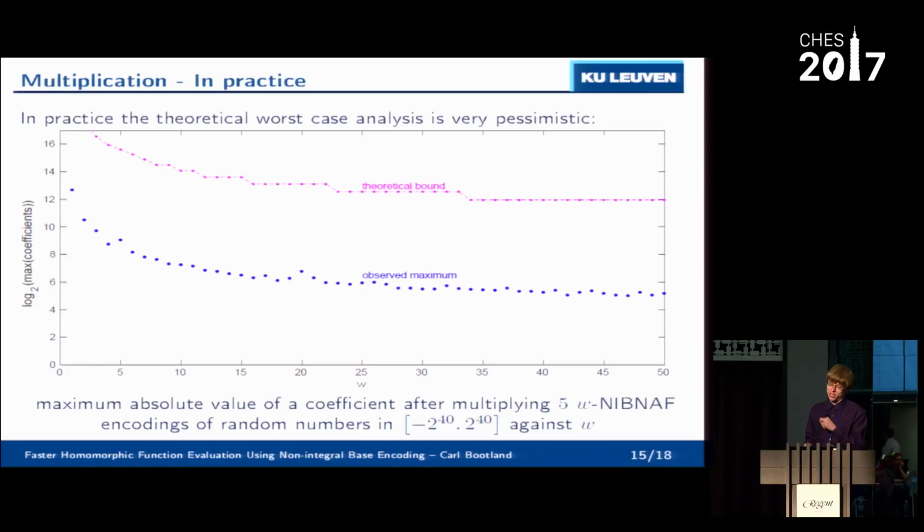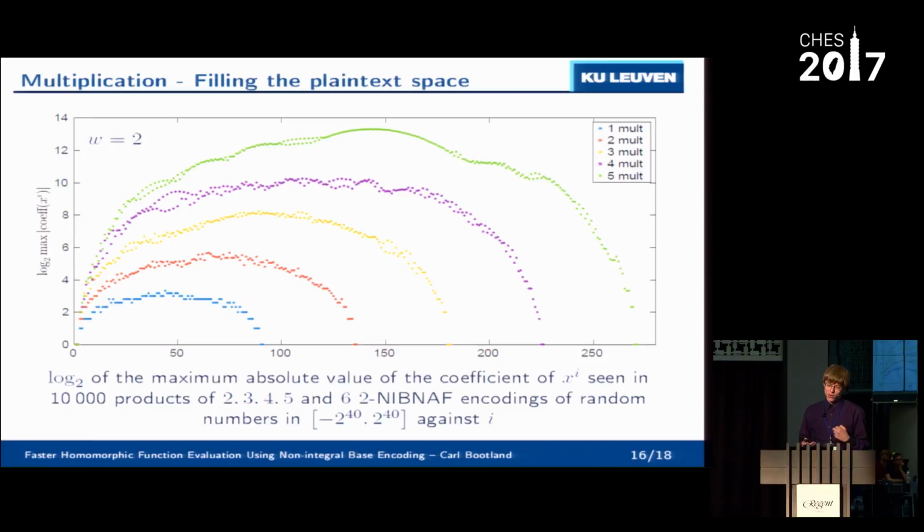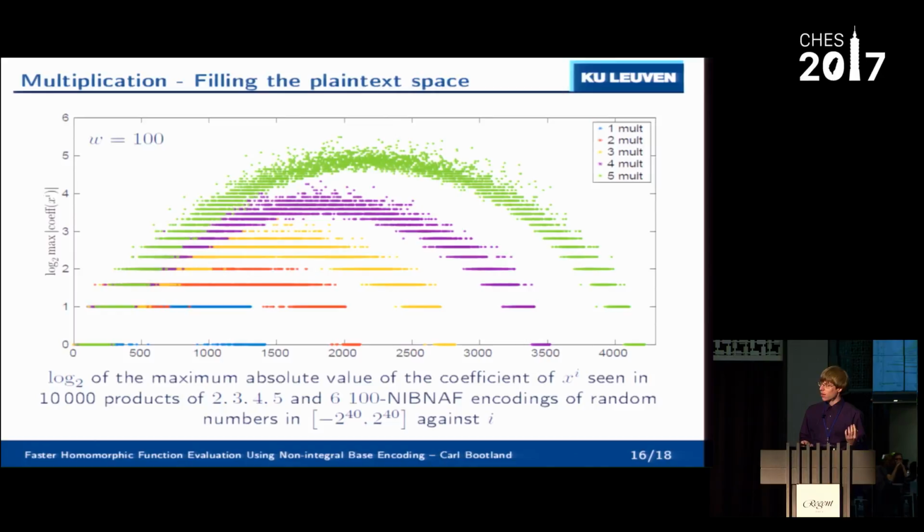Also, we need to look at how multiplication affects the coefficients. Here I plotted for the case of W equals 2, and on the x-axis it tells you which coefficient we're looking at, and I plotted this for after one multiplication in the blue, and all the way through to 5 multiplications in green. And as you can see, the more multiplications we do, the larger the coefficients get, and the longer the expansions get, which is to be expected. And we get a very similar picture now for W equals 100.